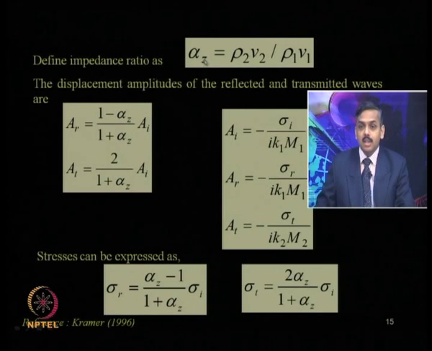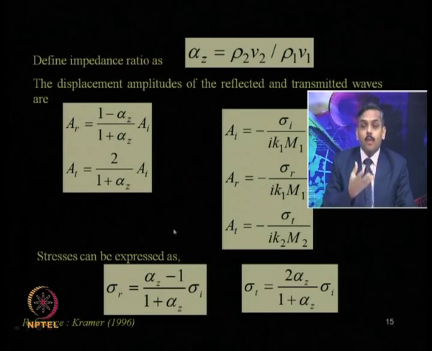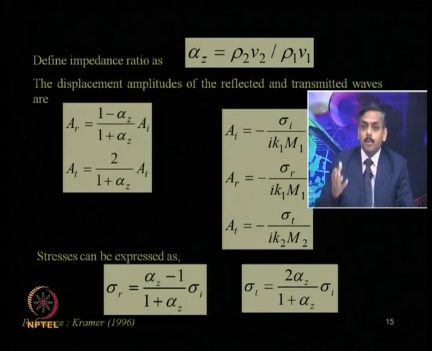This gives us the idea how much displacement amplitude of the transmitted wave and how much stress amplitude of the transmitted wave will occur for a particular incident wave. Why is this important, as I am mentioning? Because suppose when an earthquake occurs at a large depth, from the base rock level or bedrock level, that wave will start traveling from where the earthquake focus is existing, in the form of seismic waves.